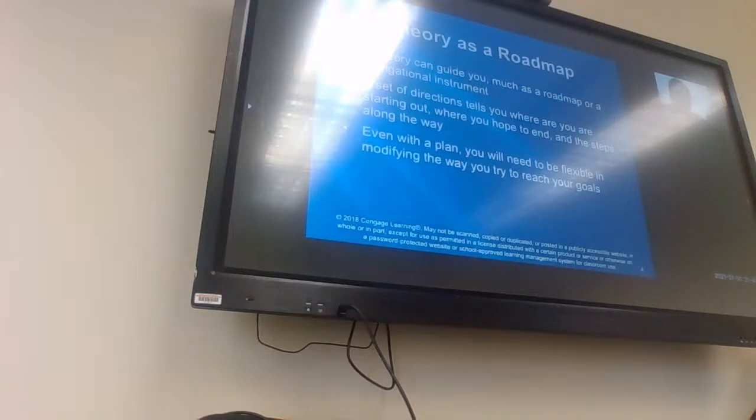Where you hope to be at the end point, what it would look like if all the goals were accomplished, and various steps along the way, these would be the interventions you use. Now, it's very important to understand that with every plan, you need to be flexible and modify the way you approach things if you're going to accomplish your goals, because not every technique works with every person. So you want to have a flexible roadmap.